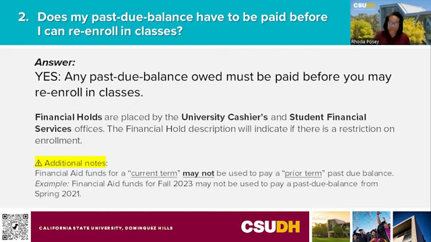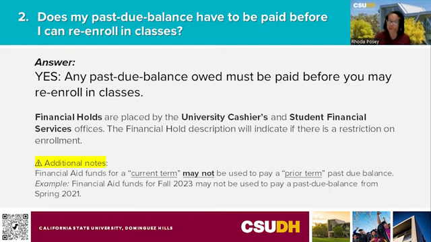Okay. So after a certain amount of time, they do put a hold on your enrollment, and they do expect that or would like that to be paid back before that hold is released, and then you can actually enroll in classes. 2 little bullets at the end there, the additional note. Financial aid funds for a current term may not be used to pay for a prior term. Okay. What's a prior term balance? So here's an example. So let's say you're going to become a fall 2023. Right.